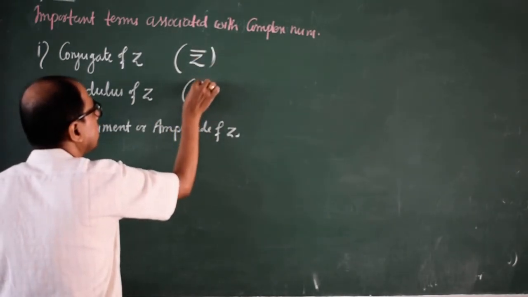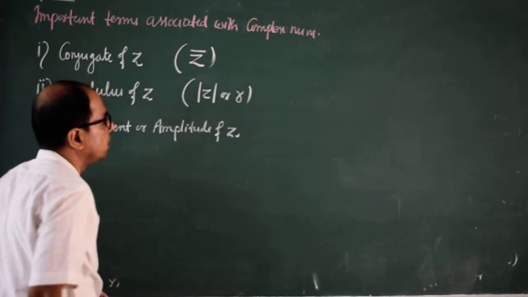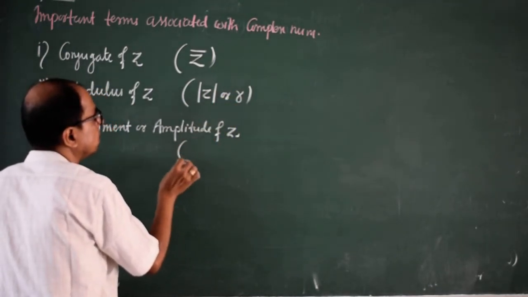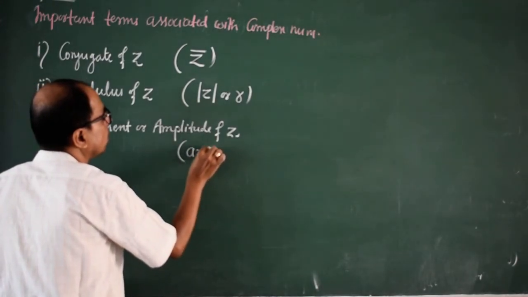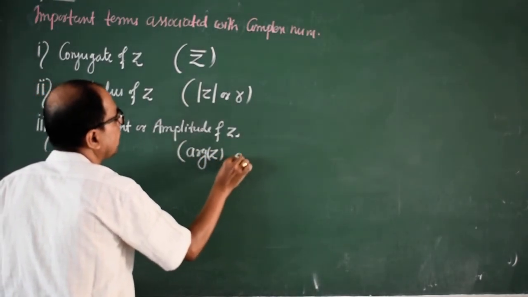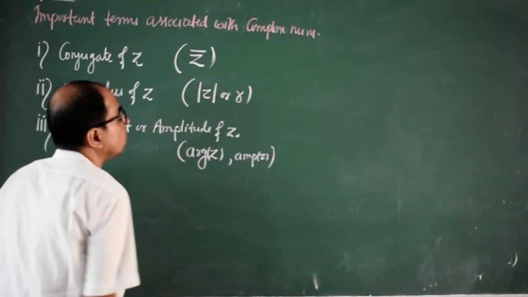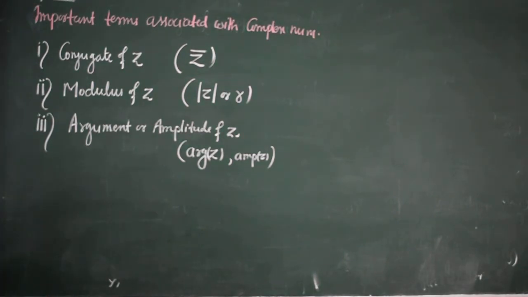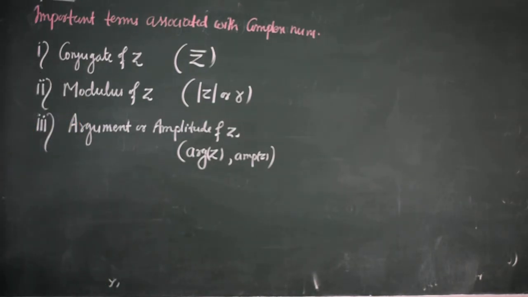Modulus is denoted by mod z or by small r, and amplitude is denoted by arg z, the argument of z, or you can write amplitude of z. So these are the important terms associated with a complex number. Now we are going to discuss them one by one.